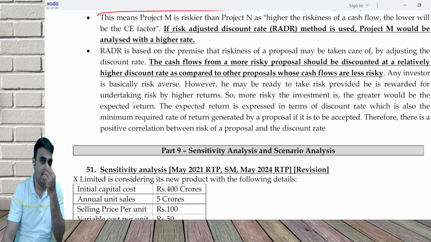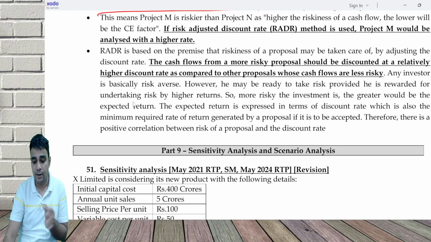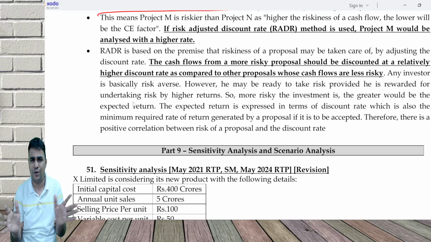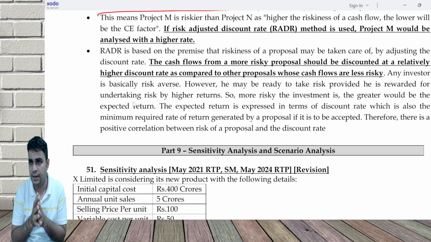Any doubts on the RADR versus CF approach? Very simple. We took only 15 minutes to discuss it. So many questions were also there. Extremely simple area. Can we proceed? Now move to the next area, which is called sensitivity analysis and scenario analysis.